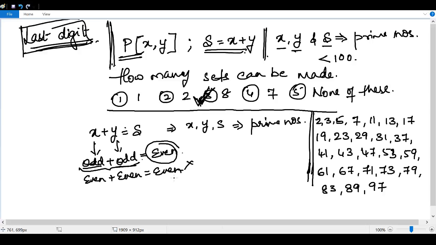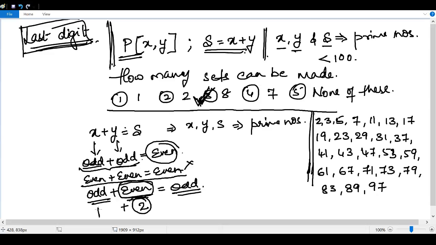I cannot add two even numbers because I do not have three even numbers which are prime, which implies the only thing left with me is to add an odd number with an even number. Now when I add an odd number with an even number, my resultant is odd. Now I know for a fact that this even number has to be 2. There is nothing else I can have. So I have to have 2 as an even number, and with this I should add an odd number so that my result is now another odd number.